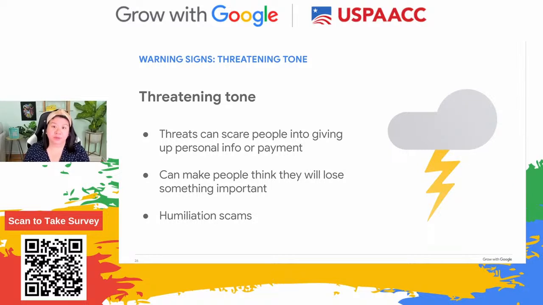Scammers may also use threats or a threatening tone to get money or information from you. Threats can scare people to give personal information or payment before they realize they're being scammed. Threats can make people think they will lose something important like housing or access to their computer. People can also be threatened with humiliation.